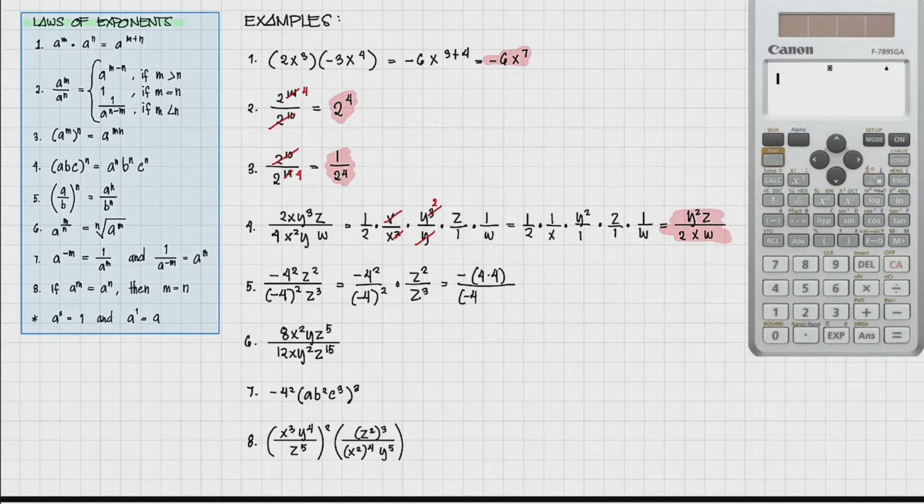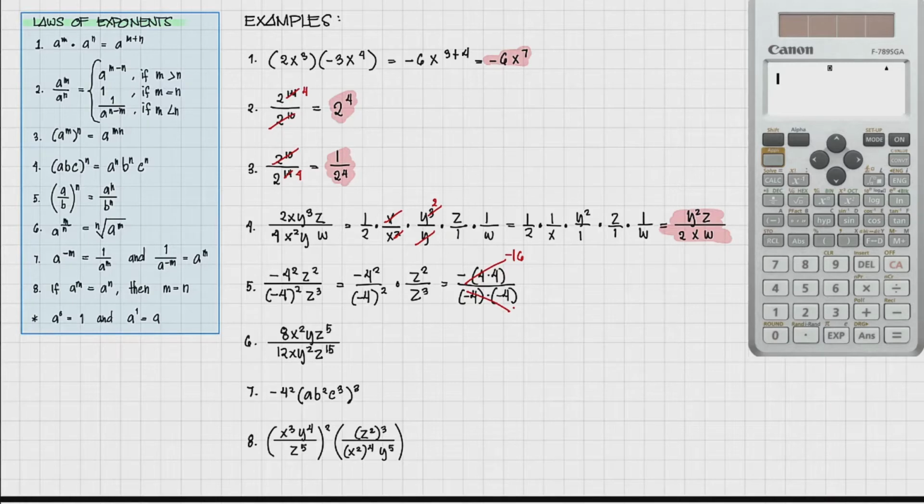So, you'd get two different values. Because from this one, you'd get negative 16. And then from this one, negative 4 times negative 4 is actually positive 16. So negative times negative is positive, right?